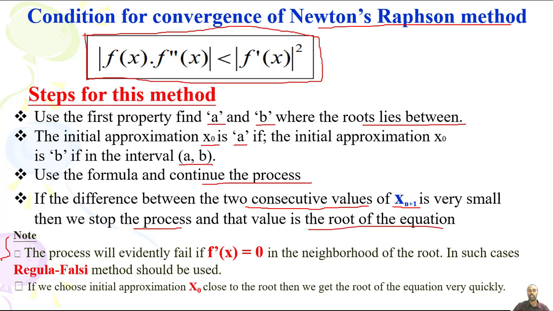So as a note, we can keep in mind these remarks. The process will evidently fail if f derivative of x is equal to 0, which means if the slope is nil or 0 in the neighborhood of the root. In such cases, the Regula-Falsi method should be used. Clear? The Regula-Falsi method will be used. So if we choose an initial approximation x naught close to the root, then we get the root of the equation very quickly.